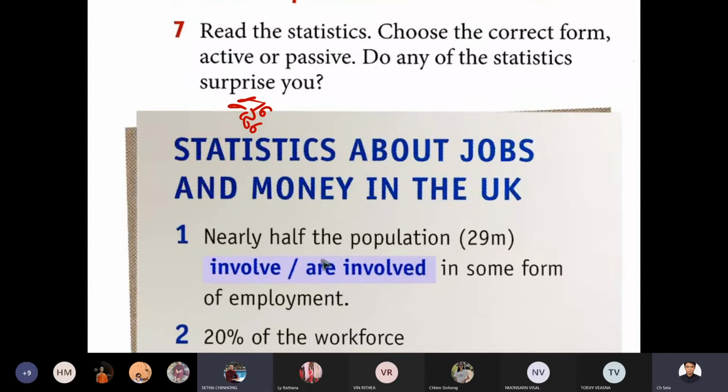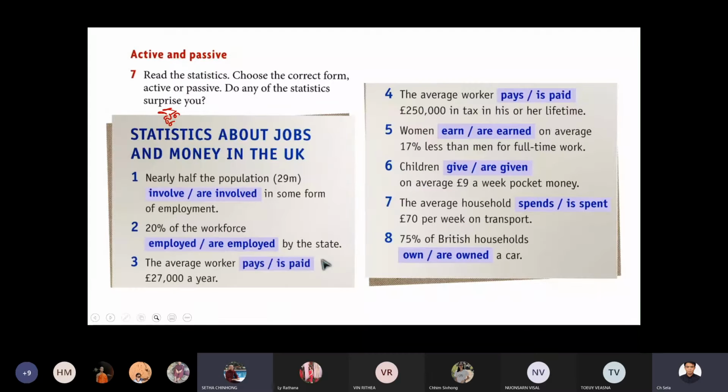All right. So they want you to choose the answer. Which one is correct? Active or passive? Now look at number one together. Nearly half the population involved or are involved in some form of employment. Which one is the answer? If you use "involved," this one is an active sentence. If you say "are involved," this is a passive sentence. Which one is the answer?